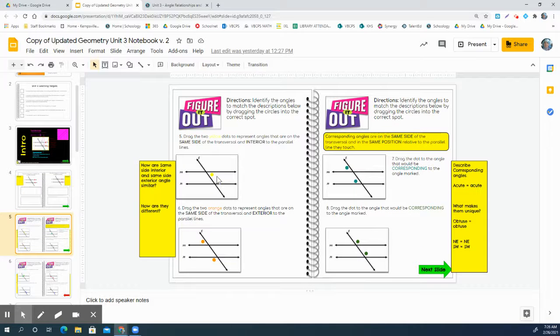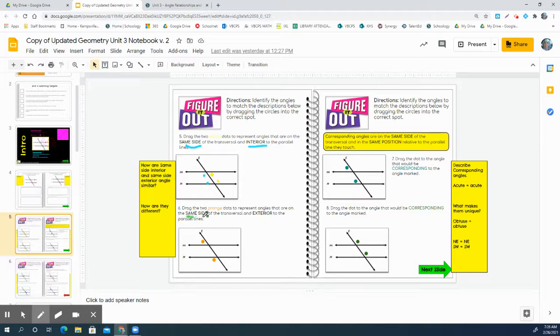Why do the yellow dots go here inside? Because I'm talking about same side of the transversal and interior, right? So I can put my yellow dots here, or I can put my yellow dots here. These yellow dots can either go on the right side or on the left side because they're same side interior. It does not matter. They can go either place.